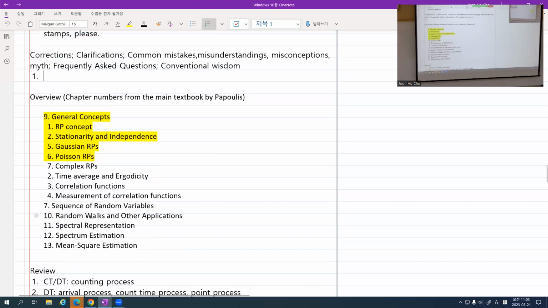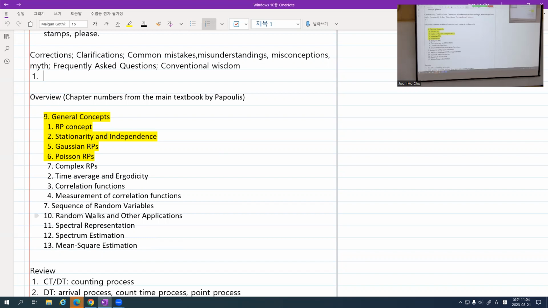So this is the overview of this course. We started to cover chapter 9 of the Papoulis textbook, but we followed the Peebles chapter 7. In the first section, we learned what is a random process. And then we studied a little bit of the stationarity and independence of random processes. And then we studied the Gaussian random process. Here, the Gaussian random processes were all real valued. And then we started to study the Poisson random processes.